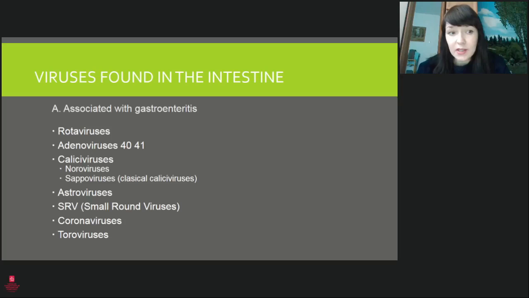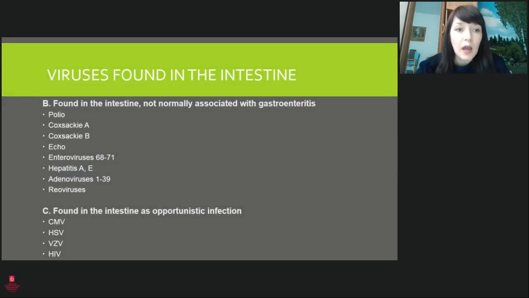Viruses found in the intestine and associated with gastroenteritis include rotaviruses, adenoviruses types 40 and 41, caliciviruses, noroviruses, sapoviruses, and other viruses. There are also viruses found in the intestine not normally associated with gastroenteritis: polioviruses, Coxsackie A and B, ECHO enteroviruses, hepatitis A and E, adenoviruses, and reoviruses.